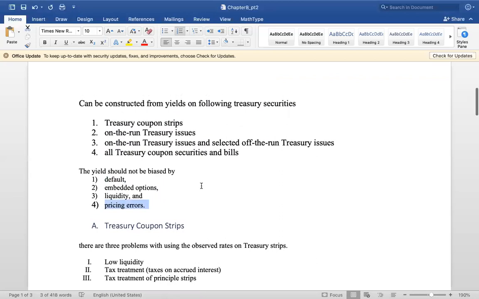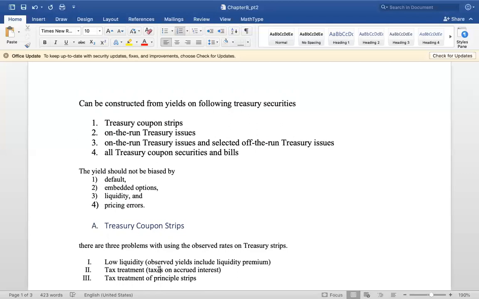So what are the problems with treasury coupon strips? I have already said it's the simplest way, but it has its problems. One of the problems is low liquidity. Treasury strips are much less liquid. It means the observed rate on these strips also represents a liquidity premium. So the observed yields include some liquidity premium, so they cannot be used as simple yields.